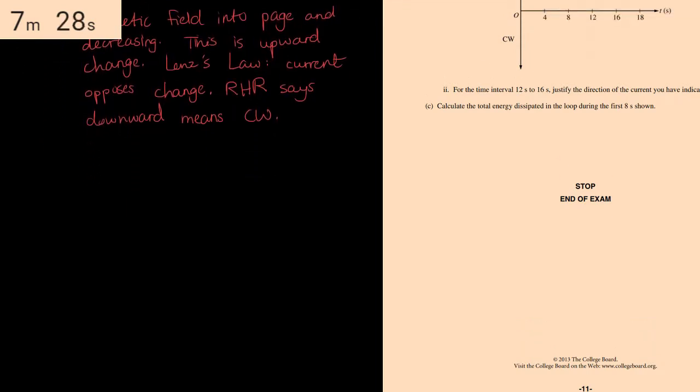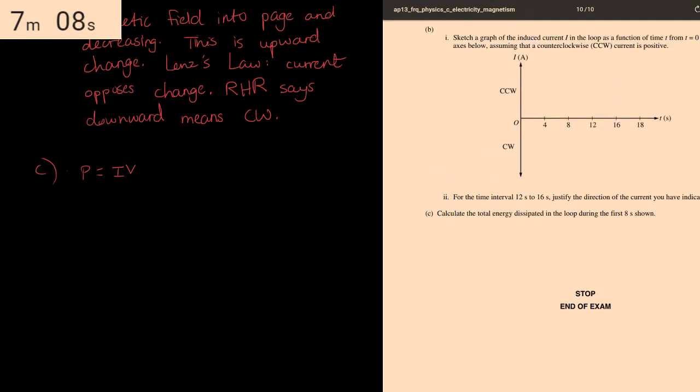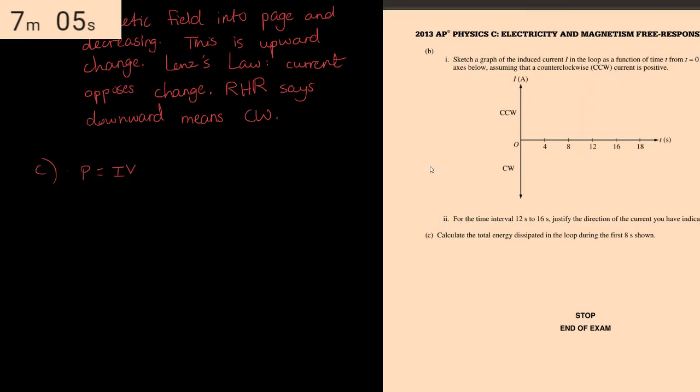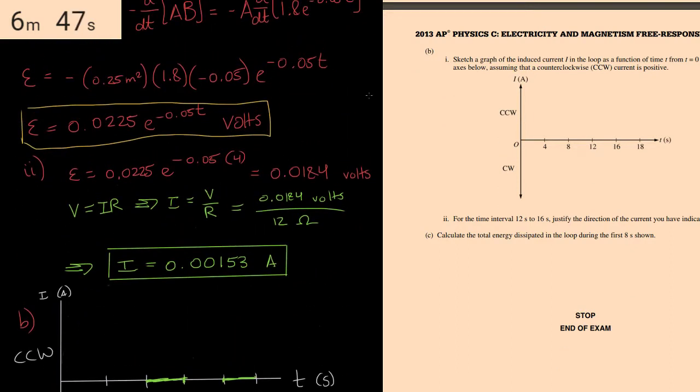These exams are so short because they are split into 2 parts. Part C. Calculate the total energy dissipated in the loop during the first 8 seconds shown. Power is the current times the voltage. So, what is the current? It's a little annoying to calculate, so let's just put in the exact same. Remember, Ohm's law, V equals IR, implies I equals V over R. The equivalent, power equals V squared over R.